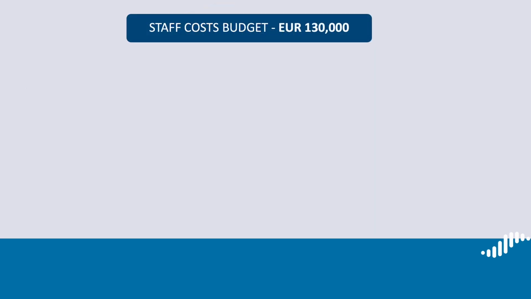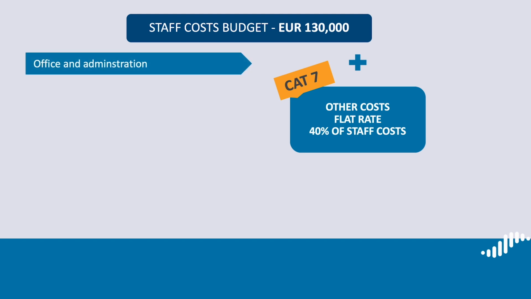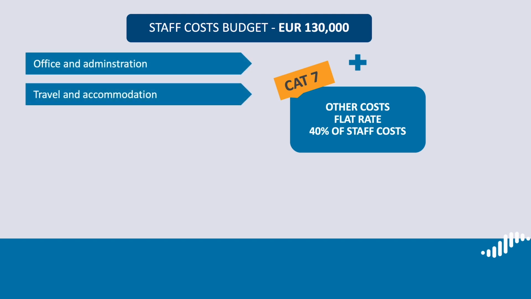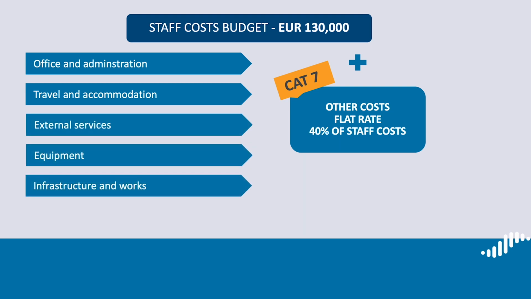The next cost category for small projects is category 7, other costs. This is based on simplified cost options as well, but this time we talk about a flat rate. Small projects will receive a 40% flat rate based on their estimated staff costs. This 40% flat rate is meant to cover costs such as office and administration, travel and accommodation, external services, equipment, infrastructure and works, and any other costs needed for implementation of your project.